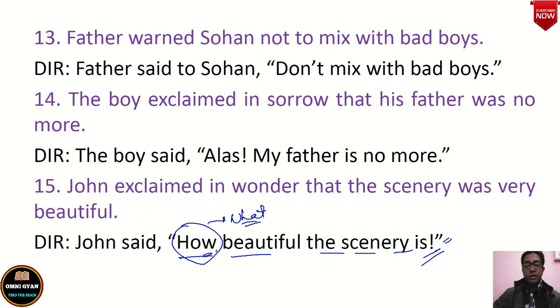Now you cannot use what here. What beautiful the scenery is does not make any sense. How beautiful the scenery is makes sense. Now this very is actually how. ये जो very word है, this is actually how beautiful the scenery is. Normal means the scenery was very beautiful. Okay, so what also you can use, but you have to be very alert about when to use what and when to use how. आपको कब what use करना है, आपको कब how use करना है, इसका आपको ध्यान रखना होगा. You have to keep this particular thing in mind and practice more and more exercises.